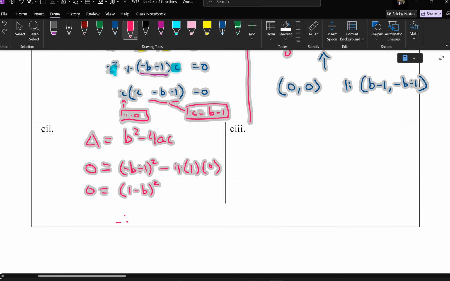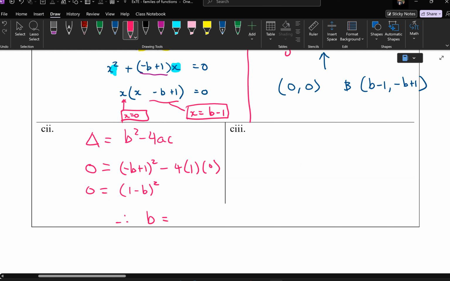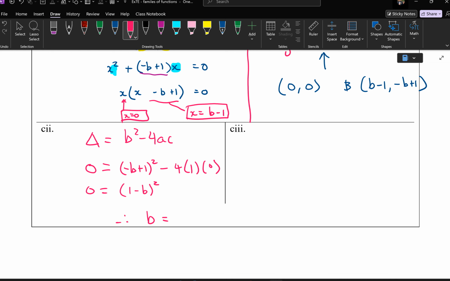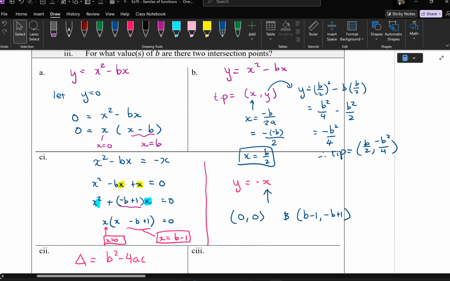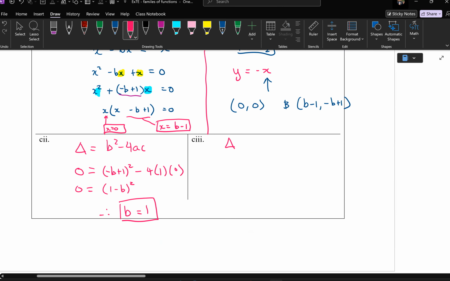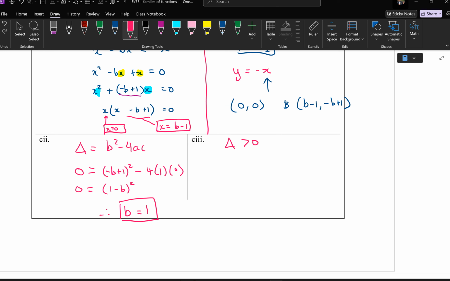What is b equal to? Can we figure it out from there? What's b equal to? 1. Because that's your factor. So 1 minus b needs to equal 0. The only way that would happen is b is 1. But then the second question is, what if you want more than 1? So 2 intersection points. That means discriminant must be greater than 0. So how would you do this then? You need 1 minus b squared to be greater than 0.